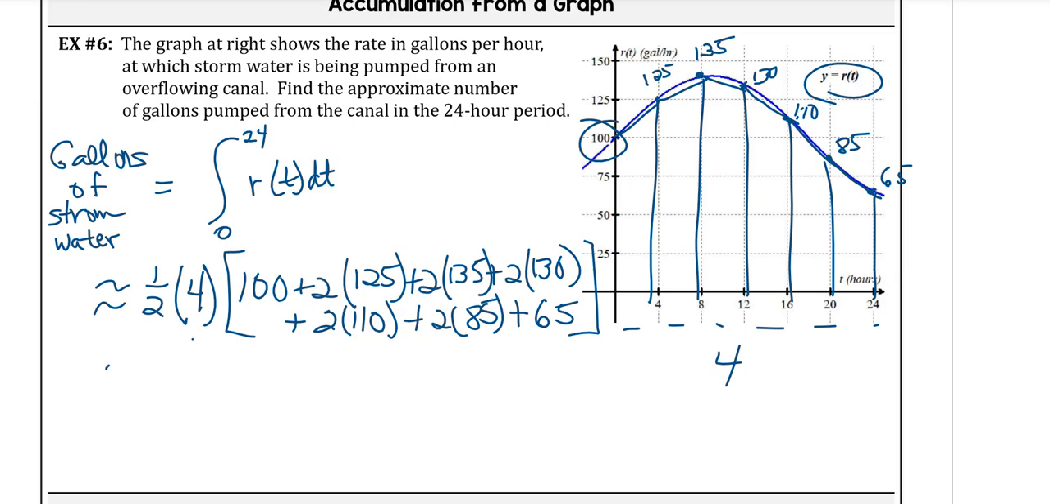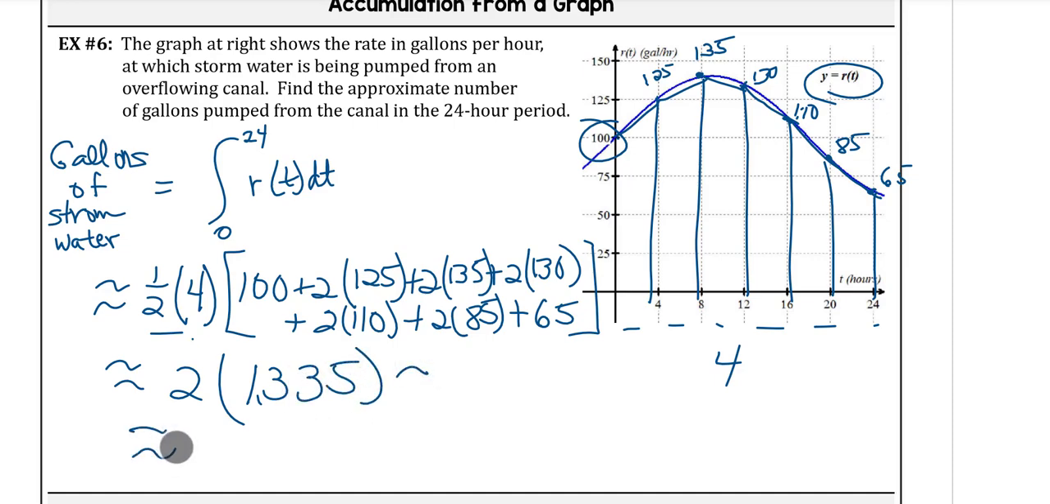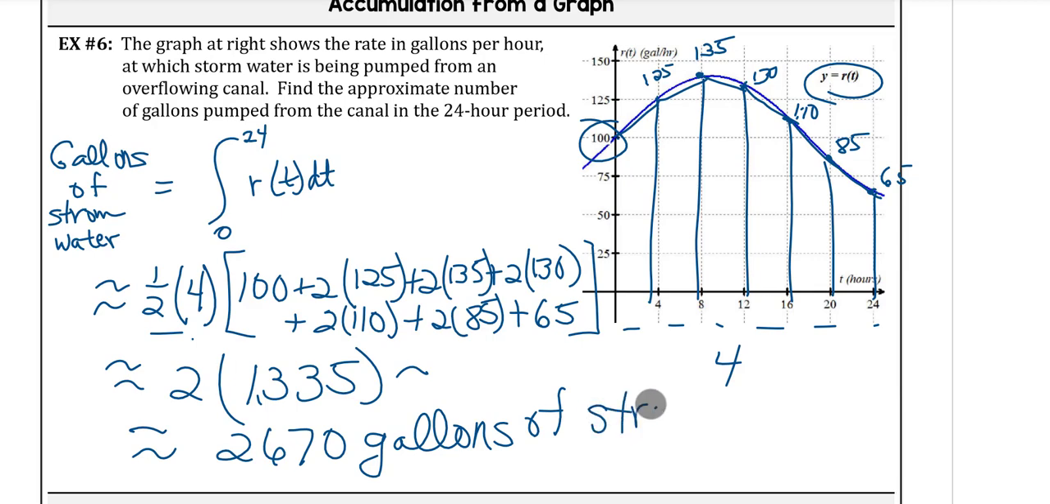Okay, and adding that all up, this becomes 2 times 1,335. So this is approximately equal to 2,670 gallons of storm water in 24 hours. I just wrote storm water in the 24-hour period.